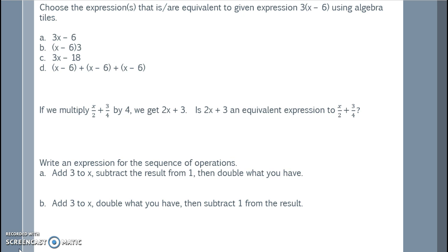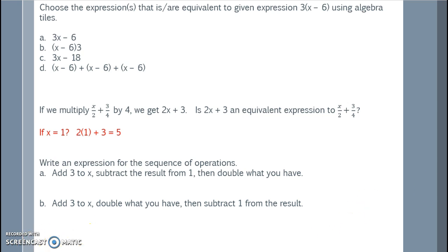If we multiply x over 2 plus 3 copies of 1/4 by 4, we get 2x plus 3. Is 2x plus 3 an equivalent expression if we go backwards to x over 2 plus 3 copies of 1/4? Let's see if they are by plugging in numbers. We know that if we plug in a number, it should work for any number that's chosen. So let's choose 1. When I plug in 1 for x, we get 2 times 1 plus 3.